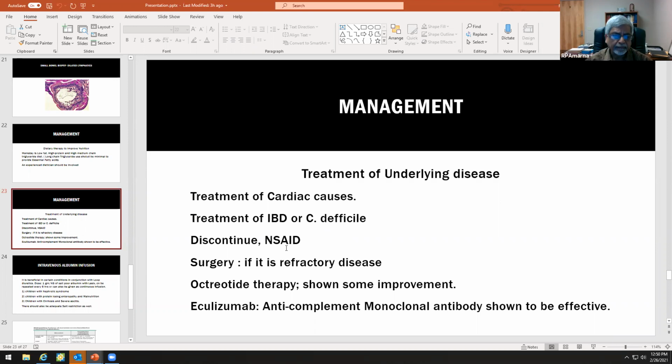And if you think that a drug is causing it, then discontinue the drug. Similarly, I'm just giving the example of NSAID because that's what causes protein losing enteropathy. If it is other conditions, you do need to think about calcium channel blockers and things like that. That can also lead to the same problem.